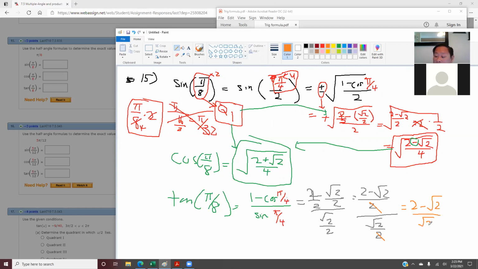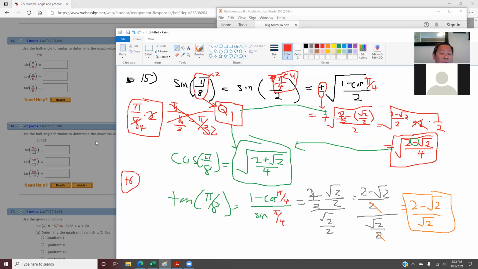Now, some students ask me, David, do I need to rationalize this because you get the square root down there? I will tell you, no, you do not need to rationalize this, because in this case I'm not testing you on how to rationalize the denominator. I'm testing you on how to use this formula. So this is the answer for tangent pi over 8. This question is also the same as 16.